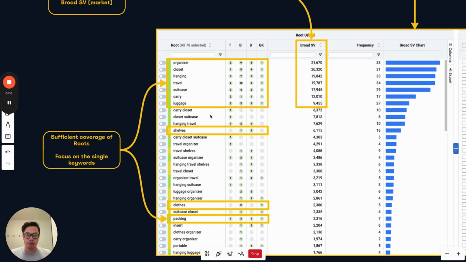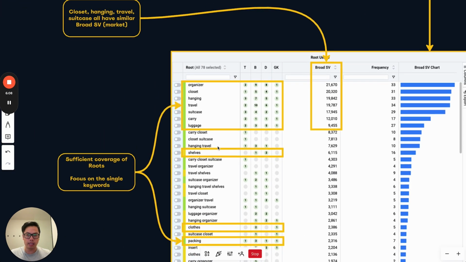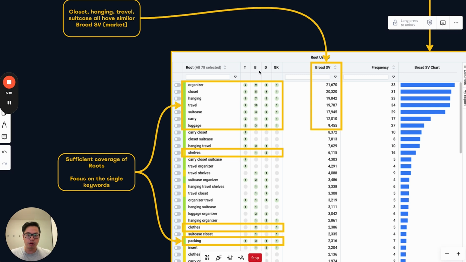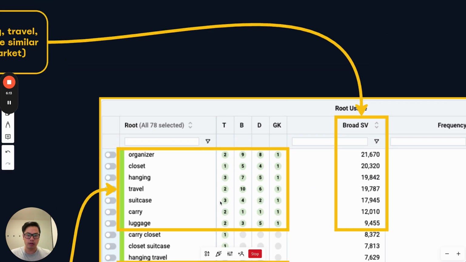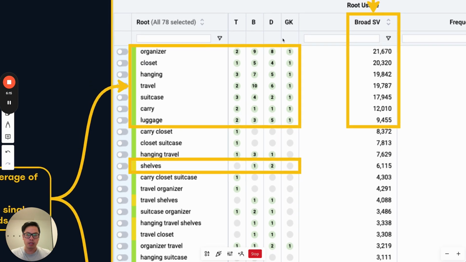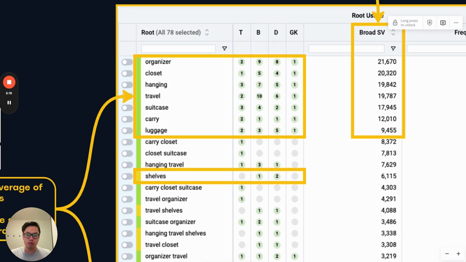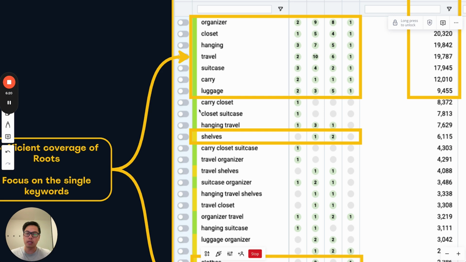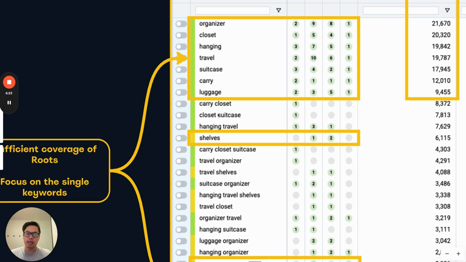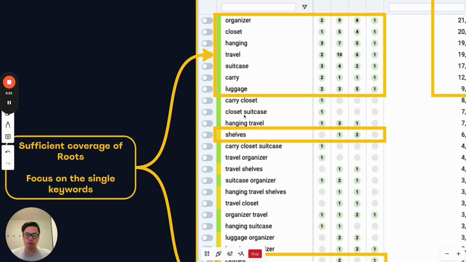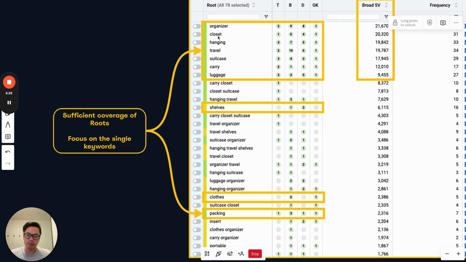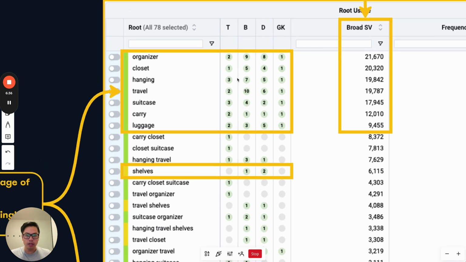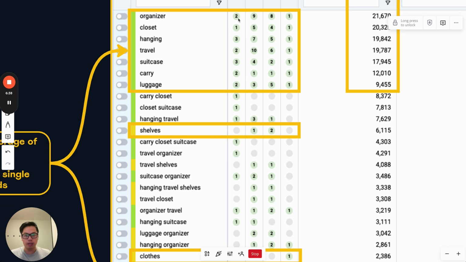Diving now to the routes, I generally like to look at title, broad, title, bullet points, description, and looking at individual root words. And I would only look at a double if it has a good amount of volume, etc. So I'll start off with just singles, so single words. We got organizer, closet, hanging, travel, suitcase, carry, luggage, shelves, clothes, and packing. We're taking a look at the title. So I generally will want to have every single one of these keywords in the title.